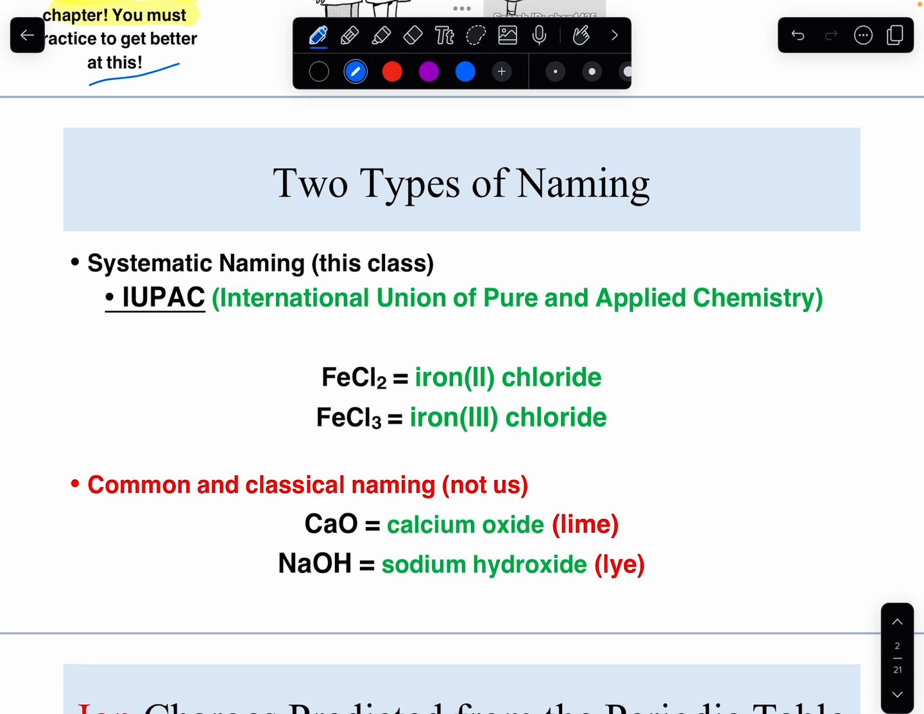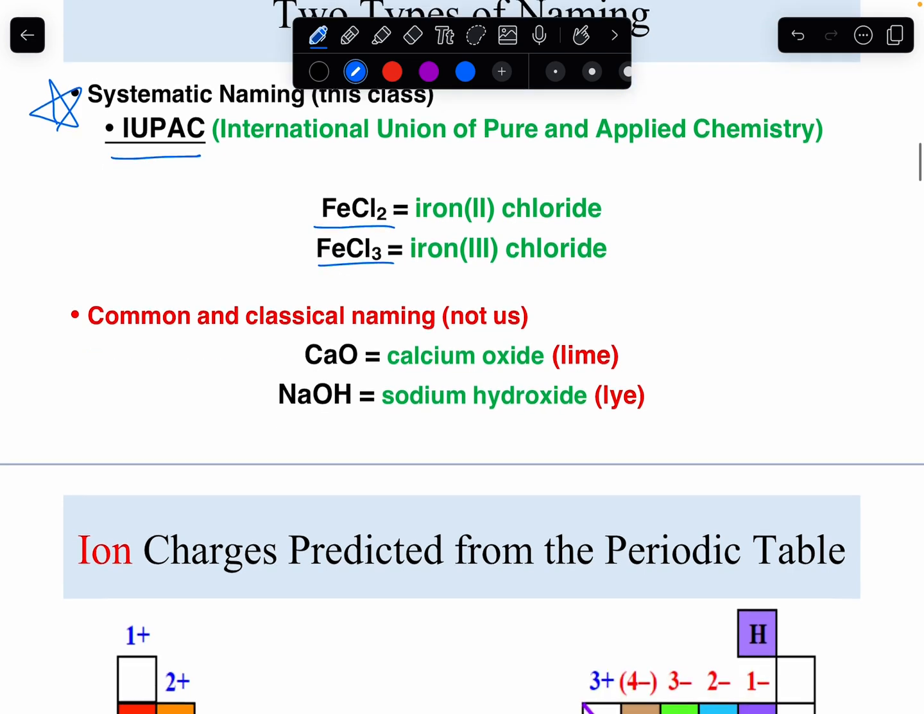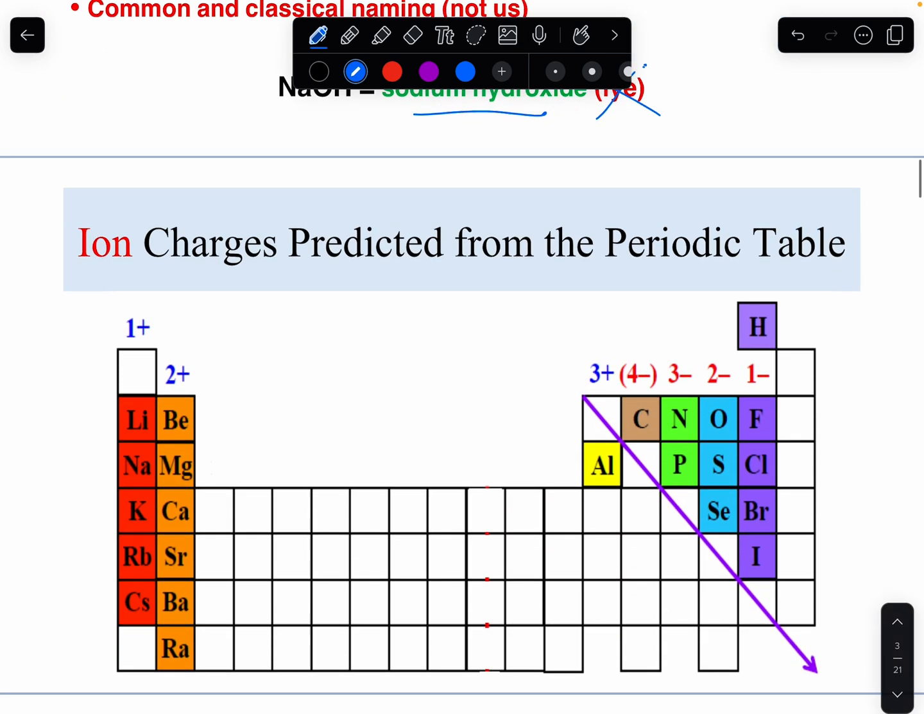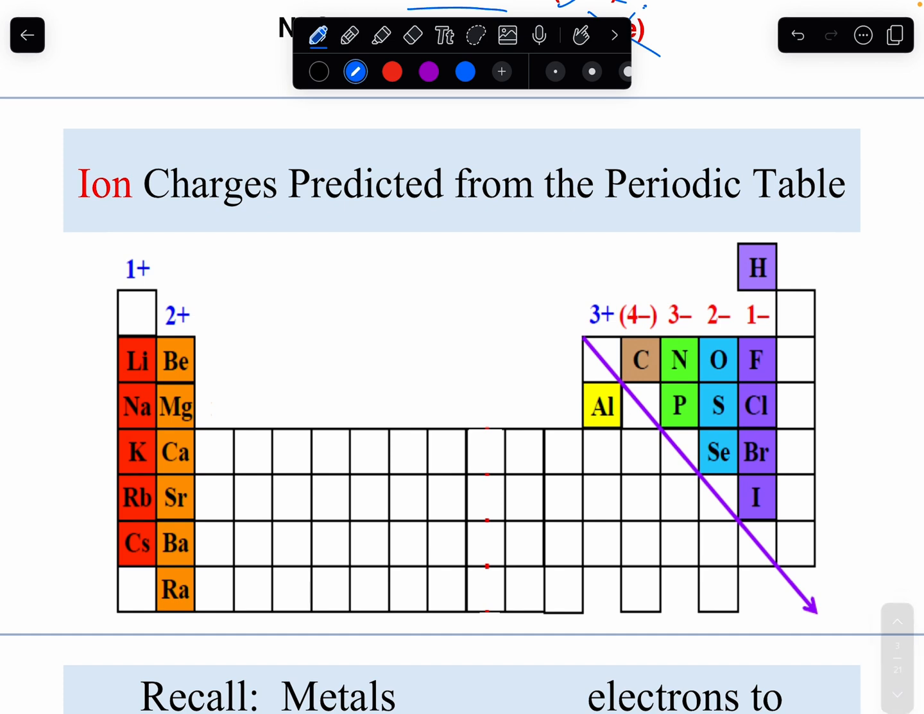What we're going to learn how to name in this class is called IUPAC naming. That stands for International Union of Pure and Applied Chemistry. These are the things you're going to learn how to name by the end of this lesson. More common names for compounds are not what we're learning. For example, we're going to learn calcium oxide, but we do not name it lime, and sodium hydroxide, we do not call it lye. So you will be learning the international system, so anywhere you go, you'll be able to name a compound.